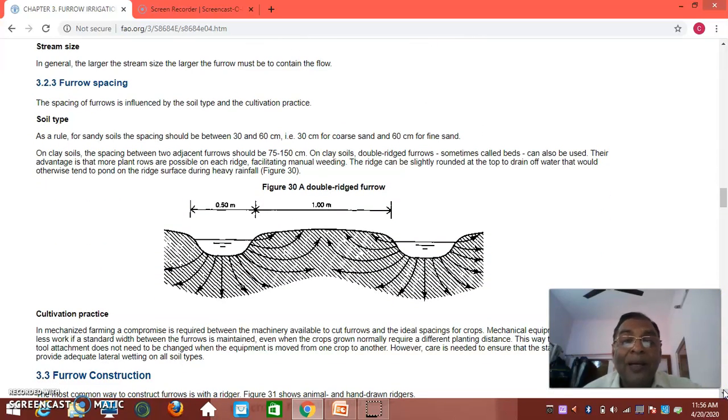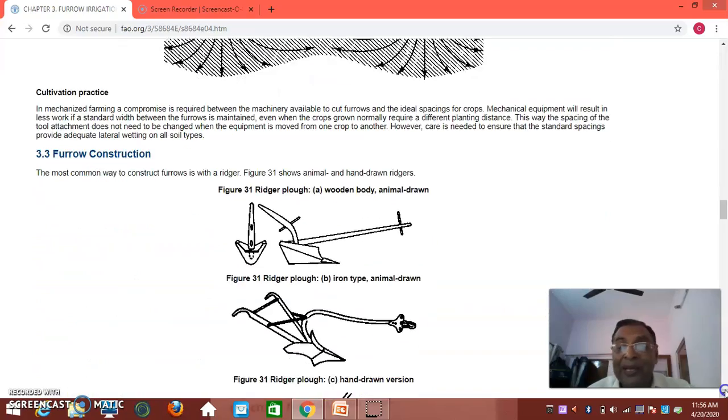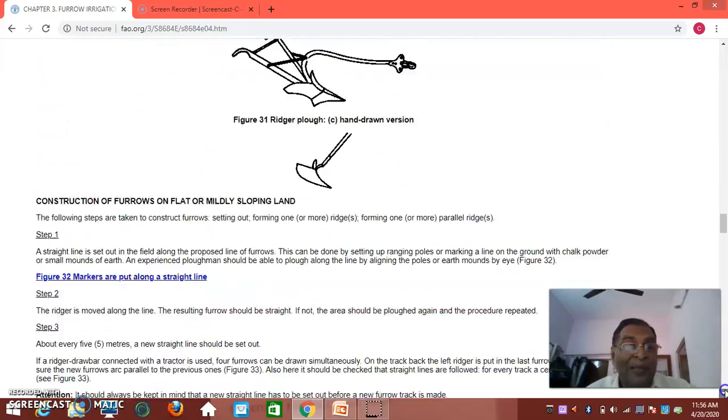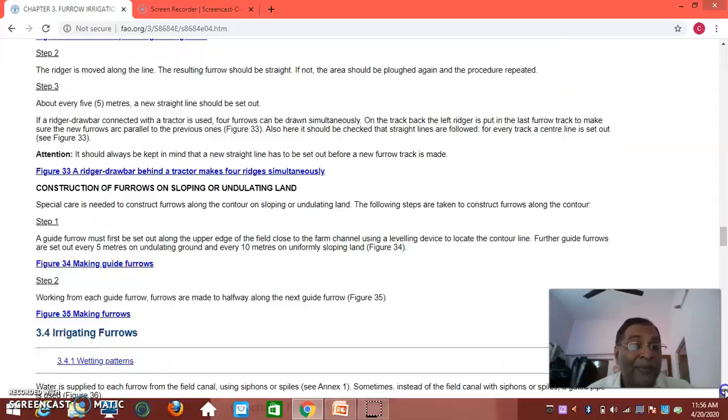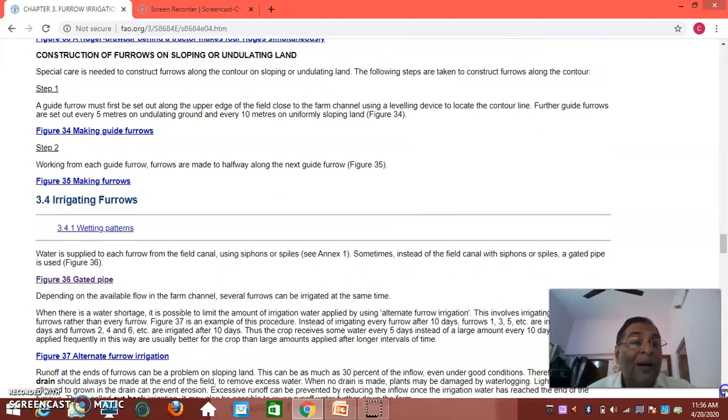This is a double ridged furrow. If the soil is very encouraging, you can have a double ridge. That means by capillary action, the water can reach here. So that type of furrow system you can also have. Of course, these are all implements and so on. I don't want to spend time here, but I want to spend some time on the next point.